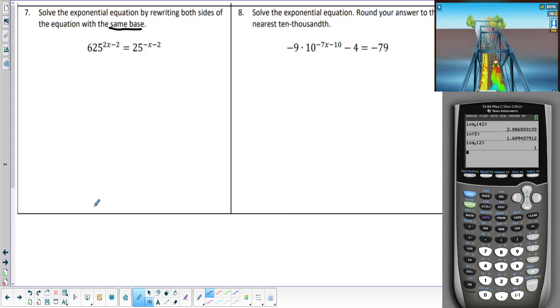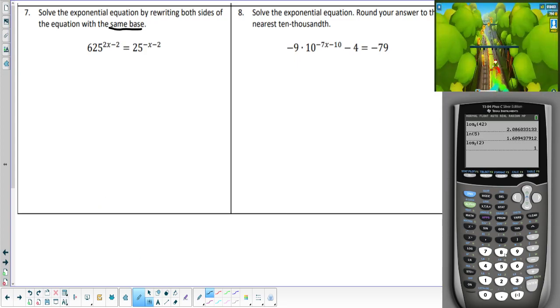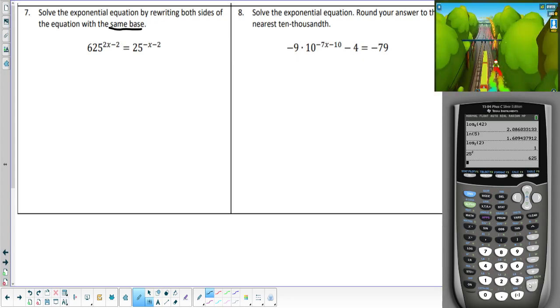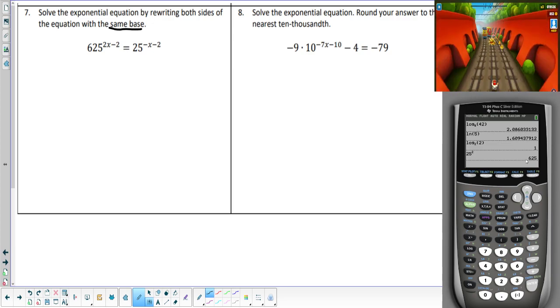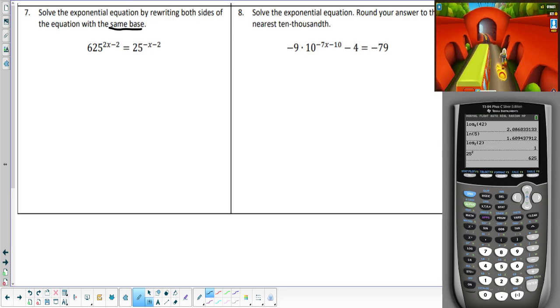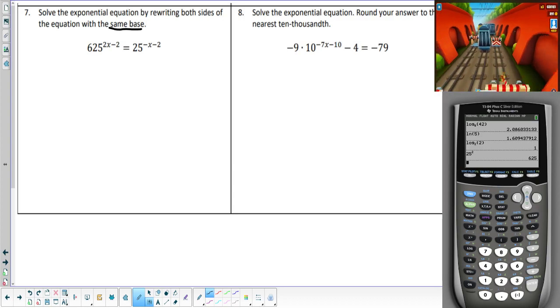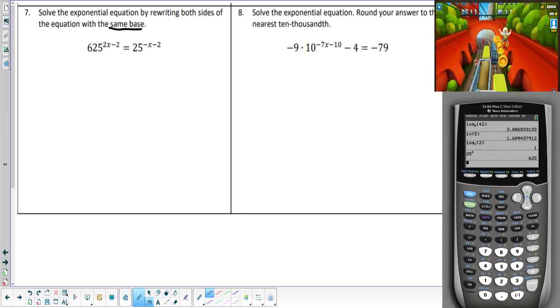So here's what I'm going to think about. First of all, I want to find if 25 to the power of 2 is 625, and it is, okay? So that's not a coincidence. The reason why I wanted to say that is because if I can turn this 625 into a 25, then I can solve this problem super easily. And that's what I'm going to do, all right?